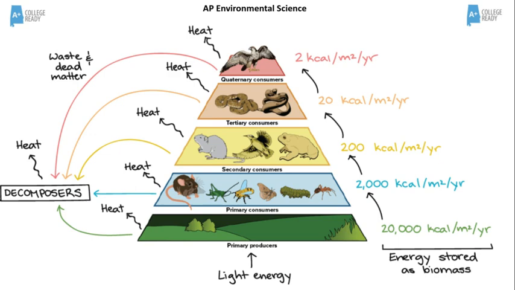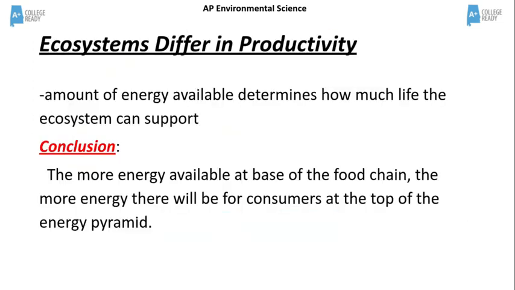Heat energy is given off at each transformation. So, how is the understanding of energy transformations relevant to a study of ecosystems? The amount of energy available determines how much life the ecosystem can support. The more energy available at the base of a food chain or trophic pyramid, the more energy available for organisms higher in the pyramid.